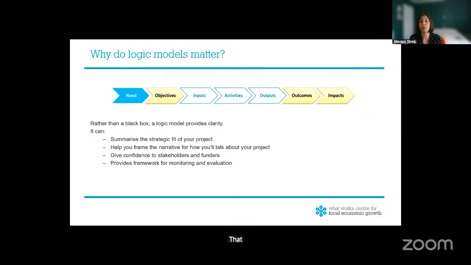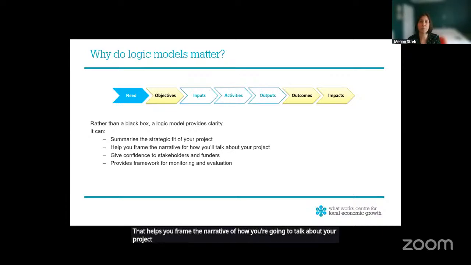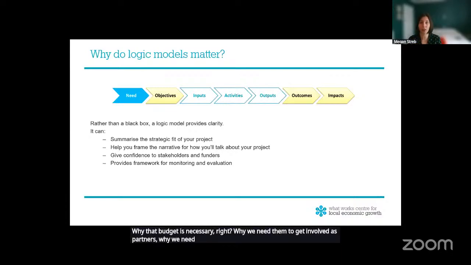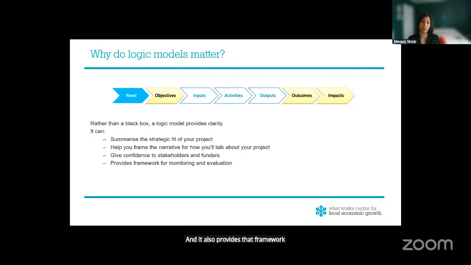That helps you frame the narrative of how you're going to talk about your project, right? How you'll write about your project, how you're going to sell your project. That in turn can give confidence to stakeholders and funders, right? They then can clearly see why that budget is necessary, right? Why we need them to get involved as partners, why we need those particular activities, because it's really clear how they sit within that wider framing. And it also provides that framework for monitoring and evaluation, right? How do we know when we've actually achieved success?